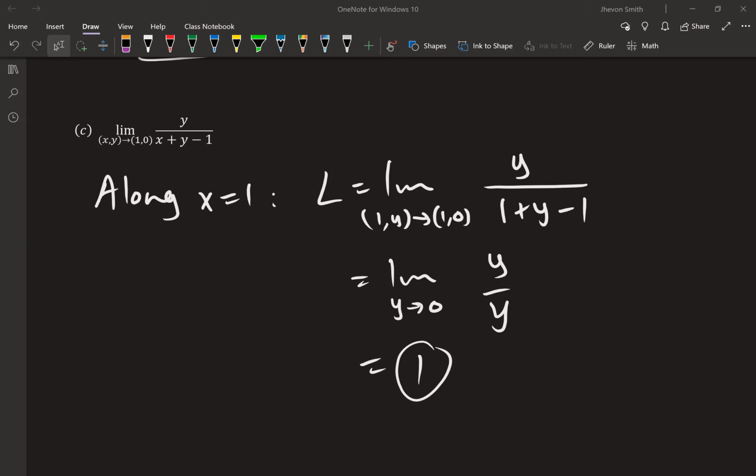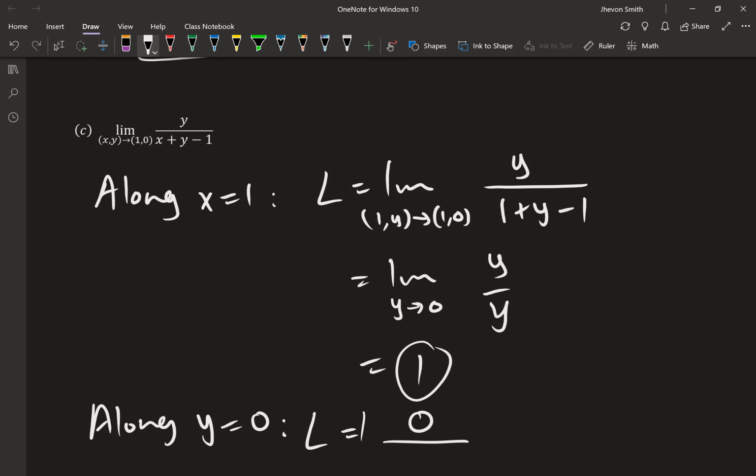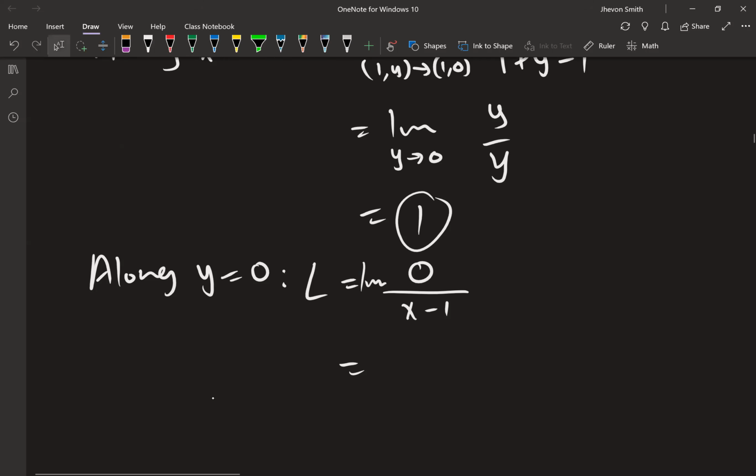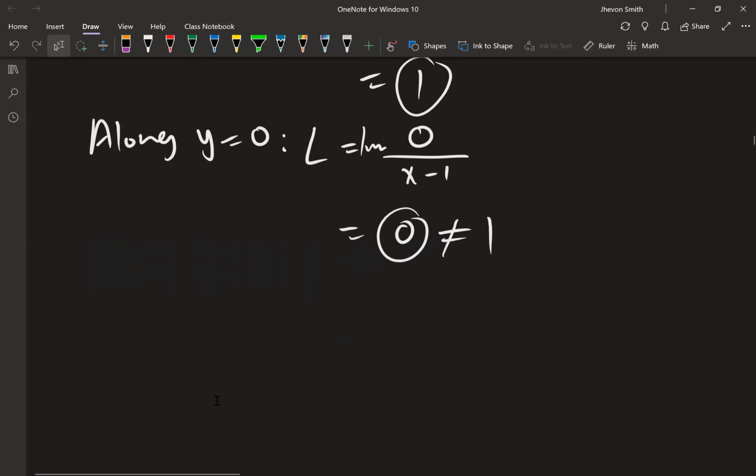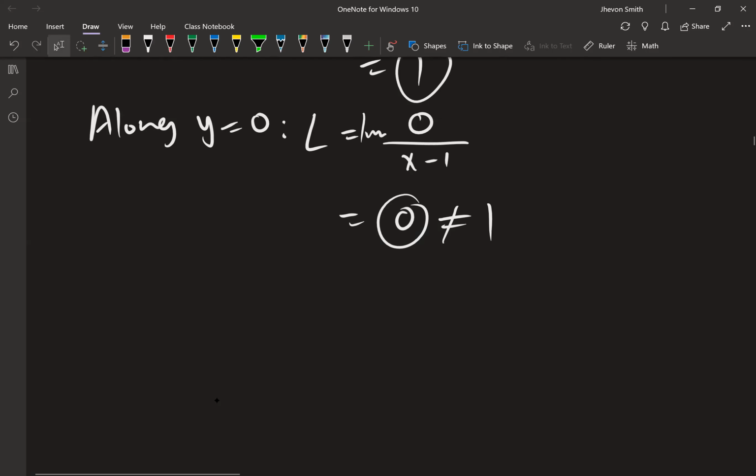The other obvious path works here. If I go along y equals 0, which is another obvious path, I'm not going to skip it this time because it actually gives me a different result. The limit is going to look like the limit of 0 over x minus 1, which gives me 0, which is not equal to 1, which I got before. DNE. So the fact that it works means it shows that the limit does not exist.